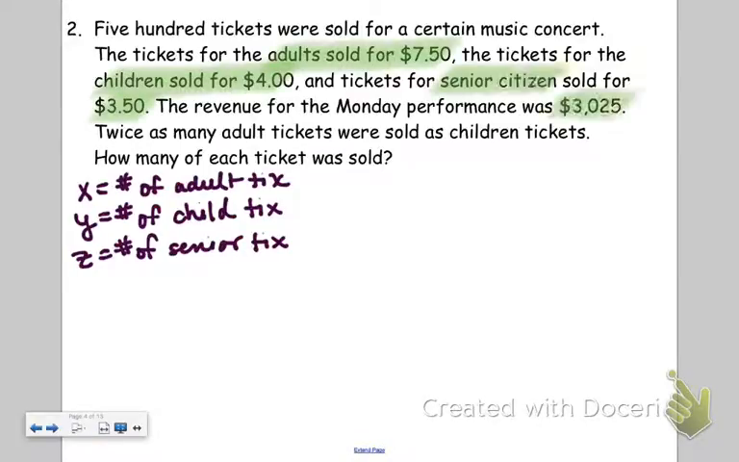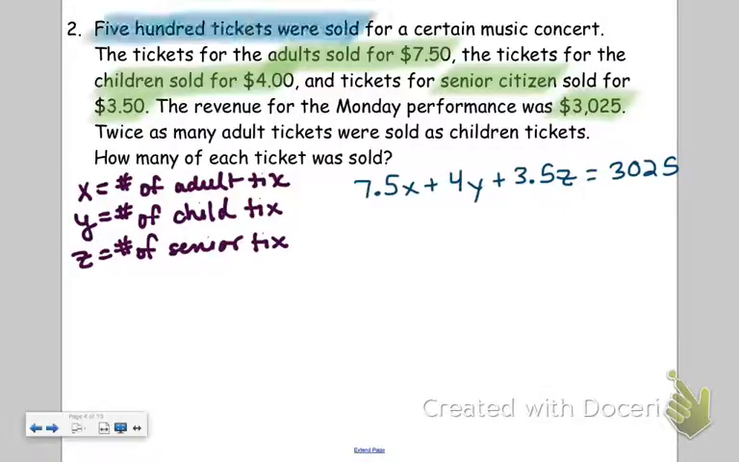So if we look at our first piece of information, we're looking at the prices. Adults are $7.50, children are $4, and senior citizen tickets are $3.50. So if we have price, we're looking at revenue. So that's that $3,025. So let's write that first one. Multiply the price times the number of tickets, and then we'll add it for each. Price times number of child tickets, and then price times number of senior tickets is that total revenue.